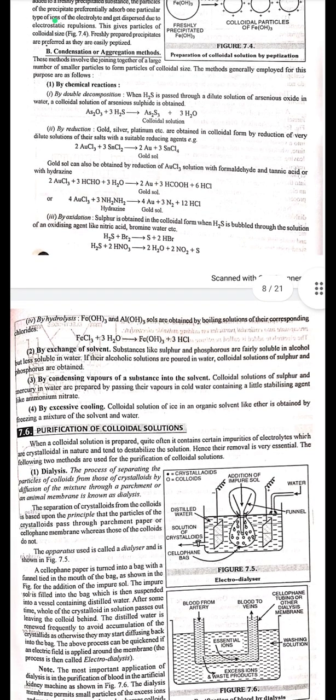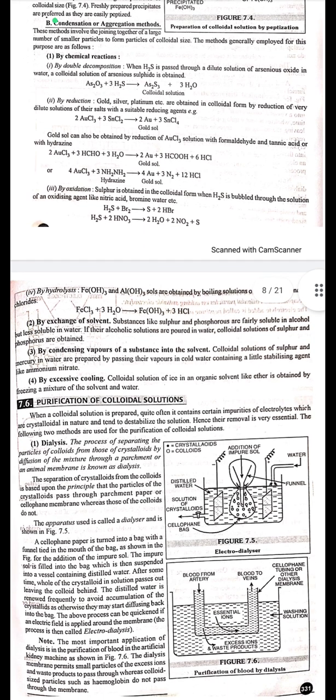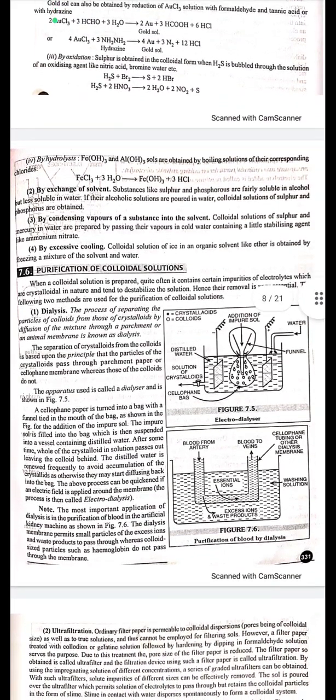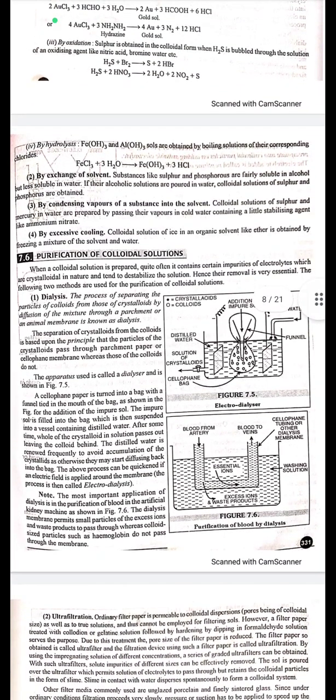By oxidation, sulfur is obtained in the colloidal form when H2S is bubbled through the solution of an oxidizing agent like nitric acid, bromine water, etc. H2S plus Br2 gives S plus 2HBr. H2S plus 2HNO3 gives 2H2O plus 2NO2 plus S. By hydrolysis, Fe(OH)3 and Al(OH)3 sols are obtained by boiling solutions of their corresponding salts. FeCl3 plus 3H2O gives Fe(OH)3 plus 3HCl.